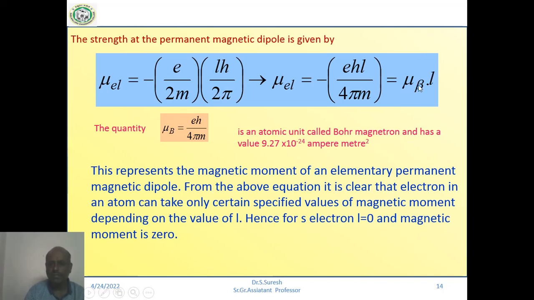From the above equation, it is clear that the orbital magnetic moment depends on the l value. For example, for the s orbital the l value is equal to 0, 0 into anything is 0, so there is no contribution. For the p orbital l is equal to 1, so mu B, and so on, we can get based upon the l value.